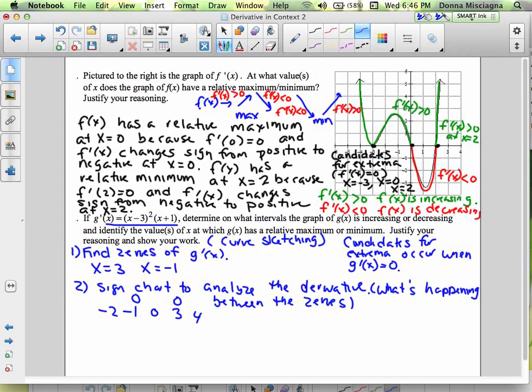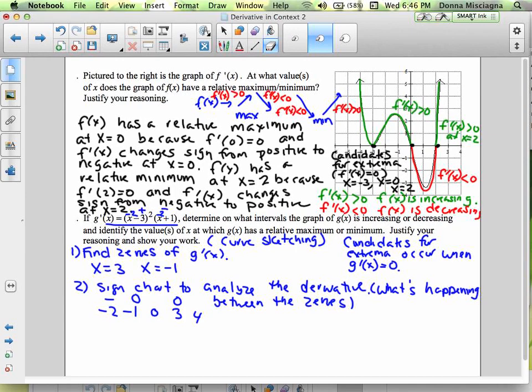So I'm just going to do this mentally rather than write it down. But what I'm doing is plugging the values into the derivative. Maybe I'll write it up here just to remind you what we're doing. So here I'm going to replace the x with a -2. So -2 minus 3, that's -5, but -5 squared, that's positive, that's 25. And I actually don't even care what it is. We just care it's positive or negative. So that's positive. -2 plus 1 is negative. A positive times a negative is negative.